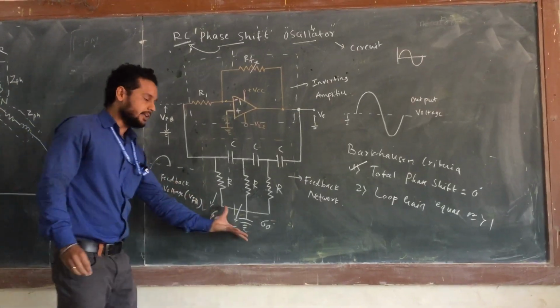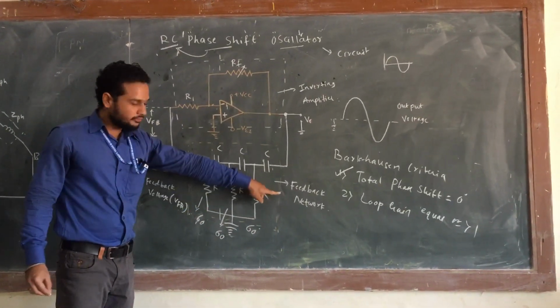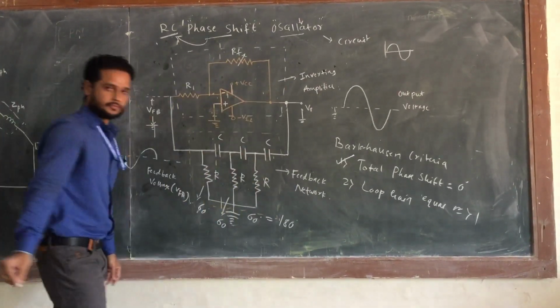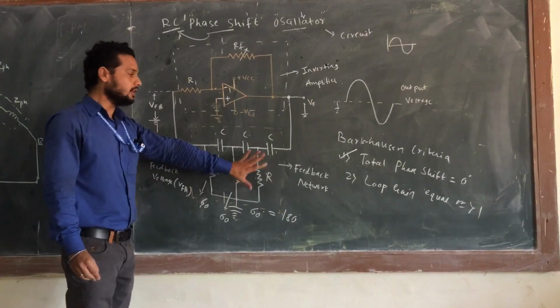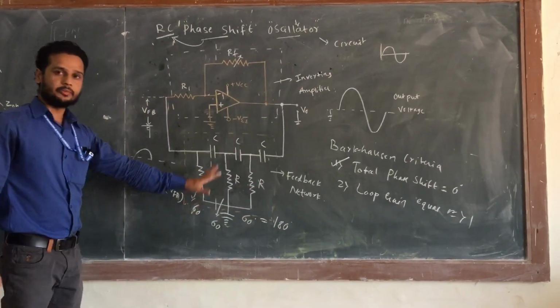Now you can just add them. The total phase shift produced by this RC network, or feedback network, will be 180 degree. So the feedback network will introduce 180 degree phase shift. So this is about the feedback network.